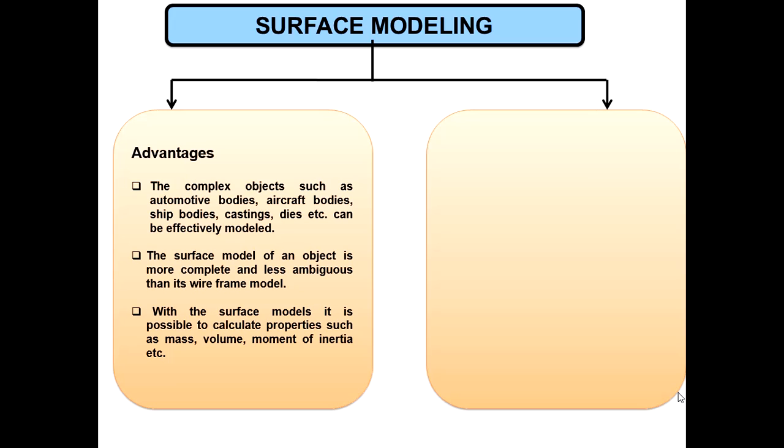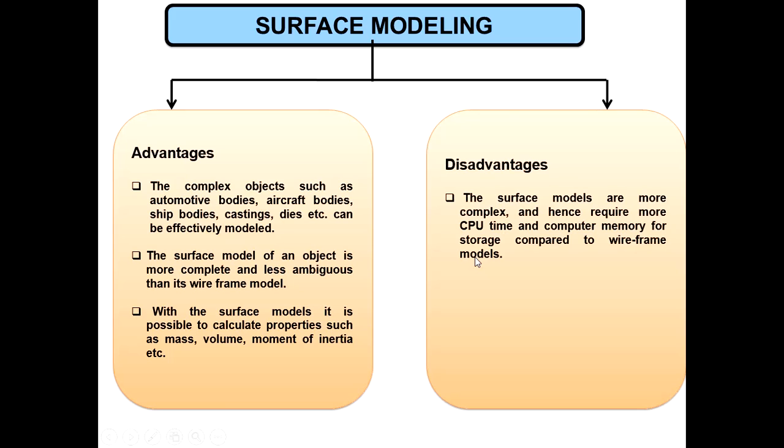With the surface model, it is possible to calculate properties like mass, volume, and moment of inertia. These properties can be very easily calculated with the help of the surface model. This is not possible in wireframe modeling. Also, we can go for shading of the object in surface modeling. We can have different shadings for the surfaces, so we can easily identify them with the help of this surface shading technique. That identification will be easier, so that is also one advantage of this surface modeling.